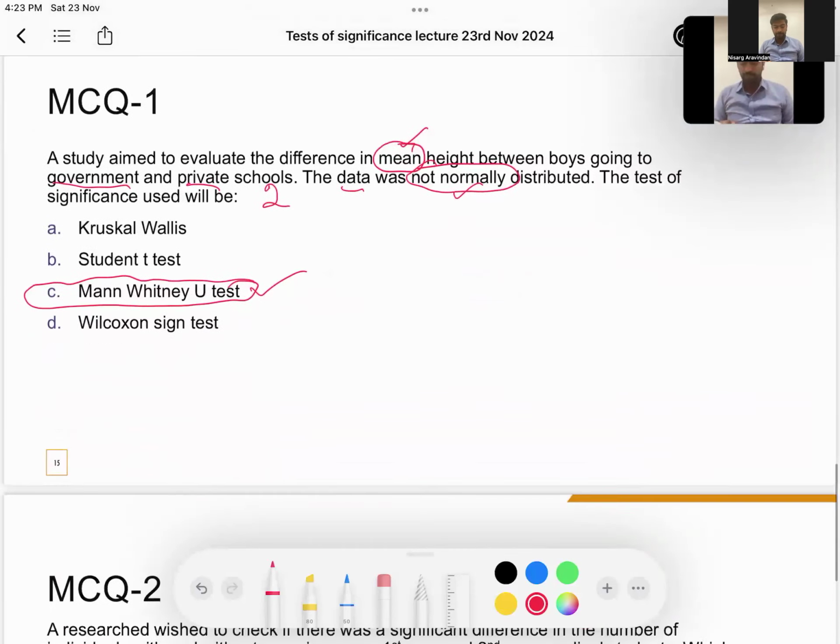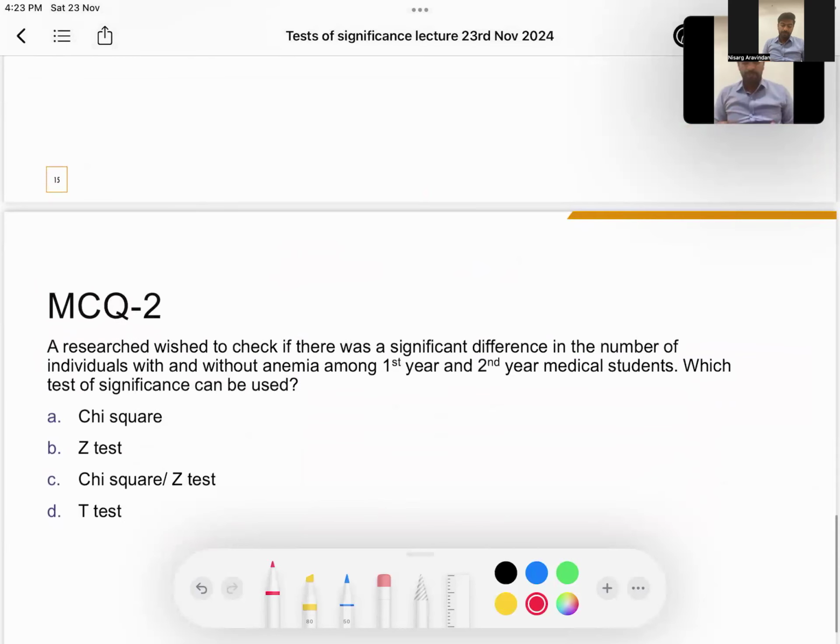I hope I clarified. Next is the second MCQ, wherein a researcher wished to check if there was a significant difference in the number of individuals with and without anemia among first year and second year medical students. Which test of significance can be used? So this is the number of individuals with and without. So there are only two groups that you can compare, and it is a number, which is a qualitative variable. And among this is the first and the second year groups.